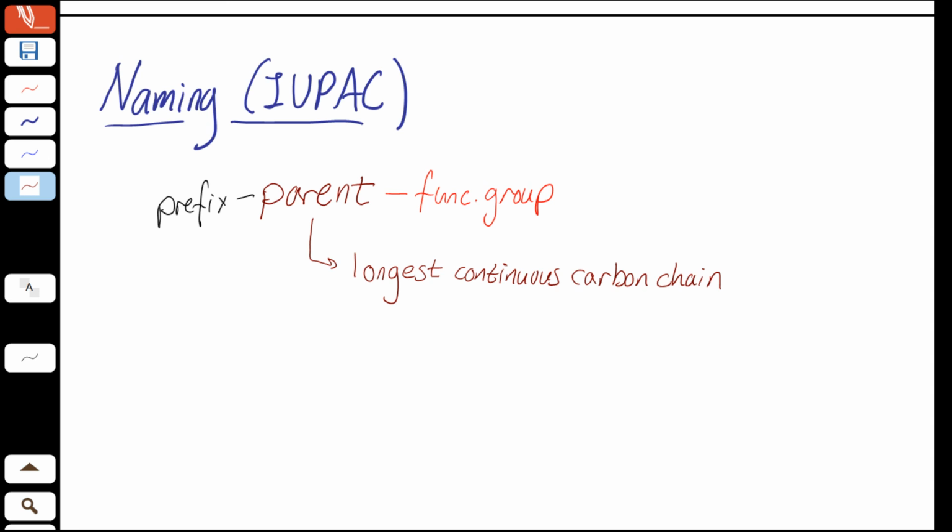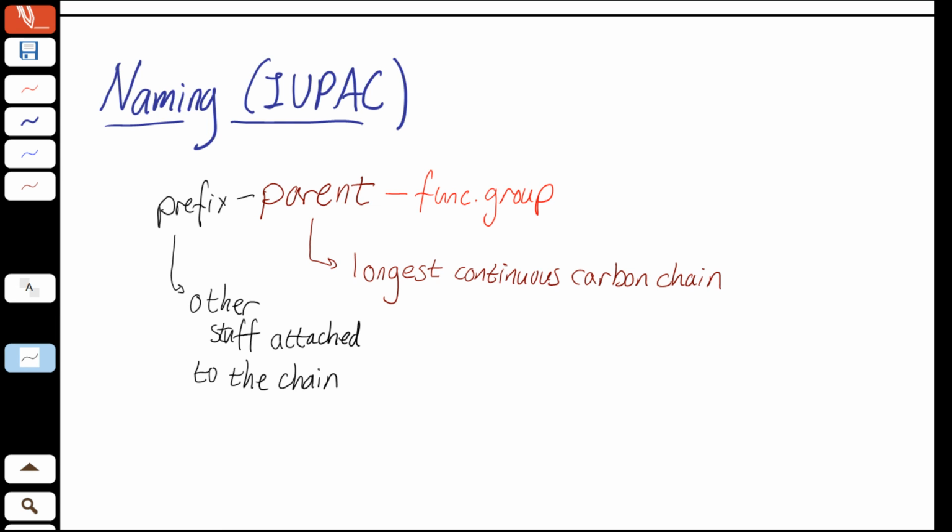And the prefix is other stuff attached to the chain. So you can kind of see how that's going to work in some of our structures that we've drawn up here. Our longest continuous chain is going to form the parent name, the main part of the name. And then our prefix is going to be whatever stuff is coming off of that parent chain. So let's look at how that works.